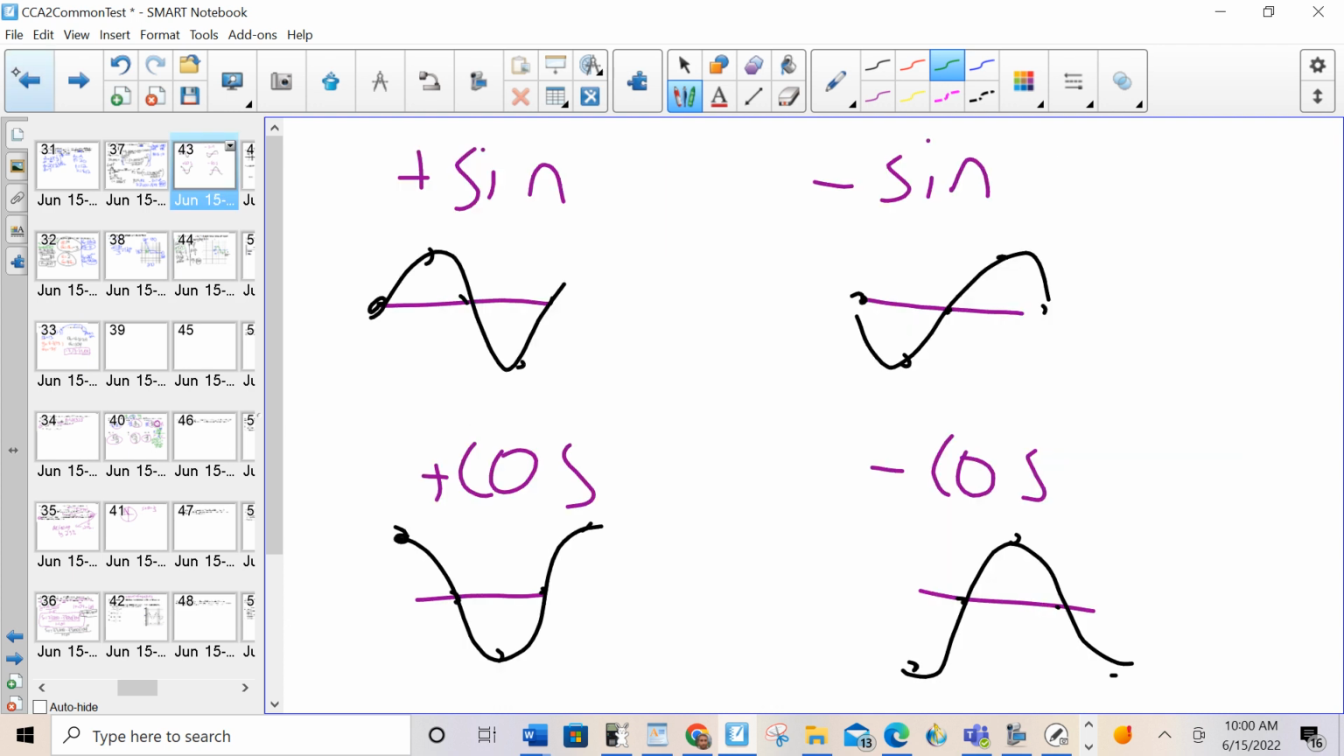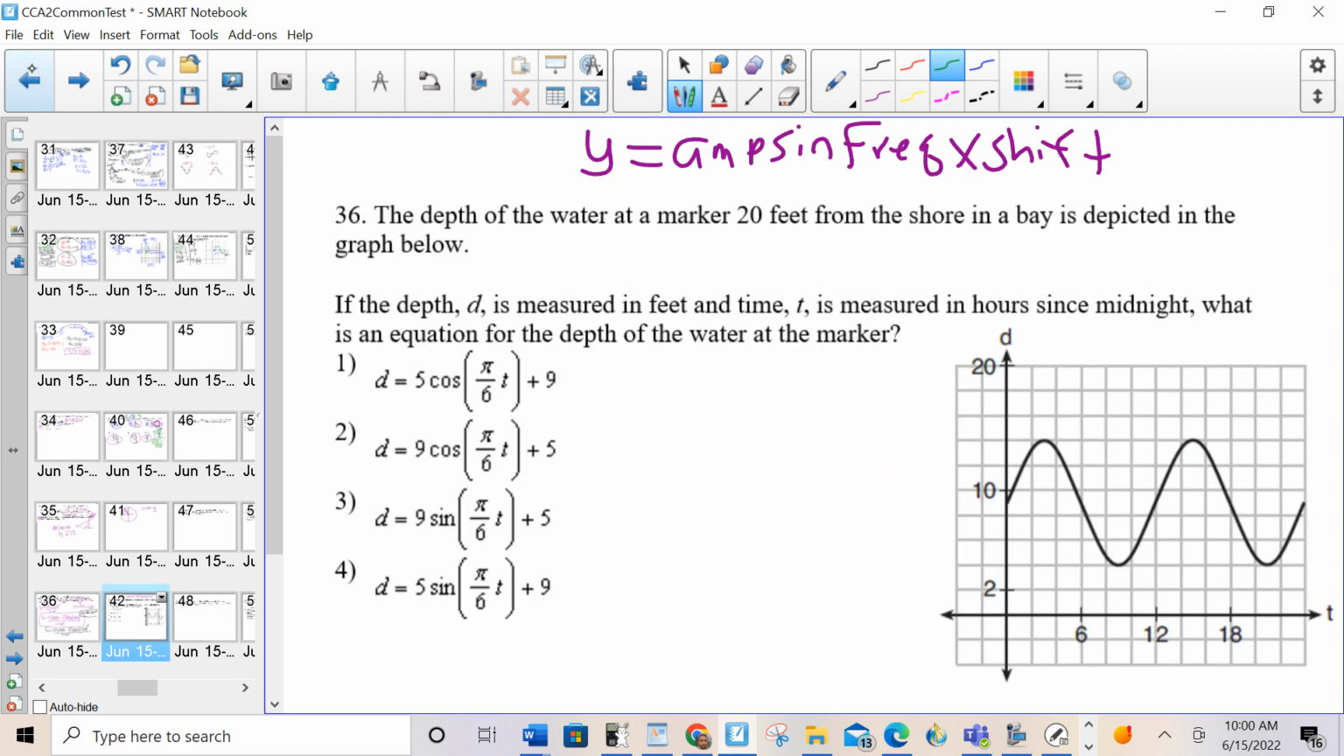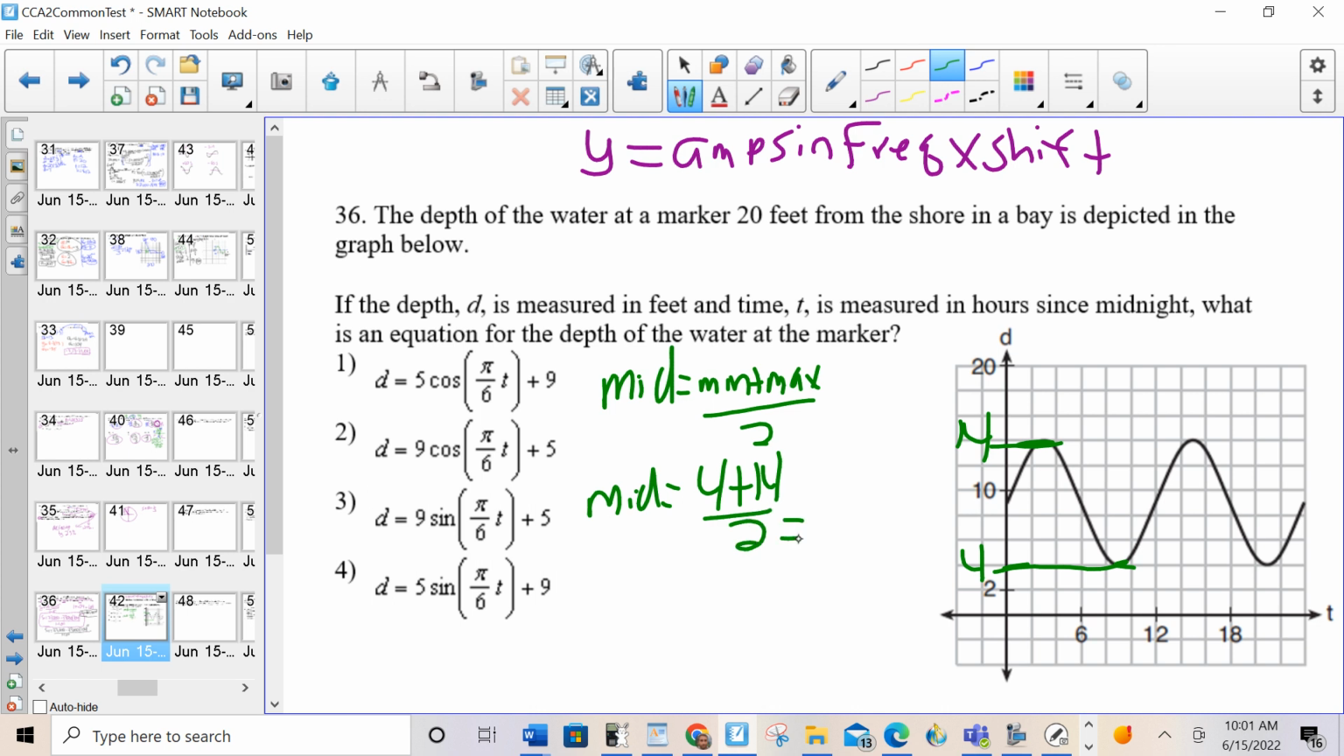Now, the other direction, if they give you a graph, there's an easy way and a not as easy way. Let's do it the not as easy way first. To find the midline, it's the min plus the max over 2. The min is 4. It looks like each box is worth 2 here. The max is 14. So it's 4 plus 14 over 2. That's 18 over 2, which is 9.